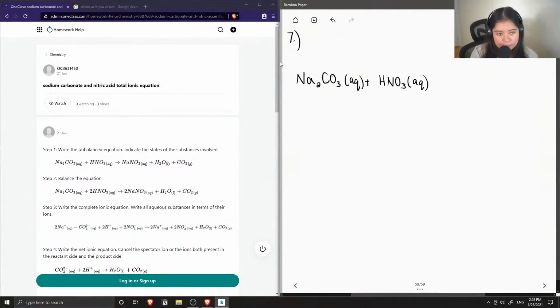So when this reacts, you get sodium nitrate, plus water, plus carbon dioxide.